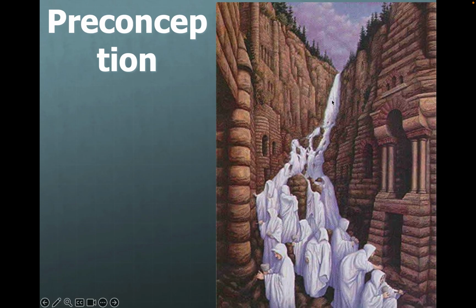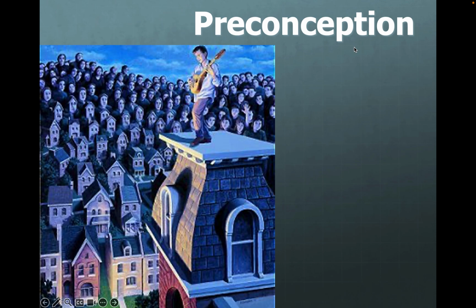This is a waterfall that's coming down and then it turns into humans wearing white. Preconception. So is it water or is that just a mass of humans? This guy's playing his guitar on the roof and we have an audience out here, and then it starts out as houses and then all of a sudden the houses turn into humans.